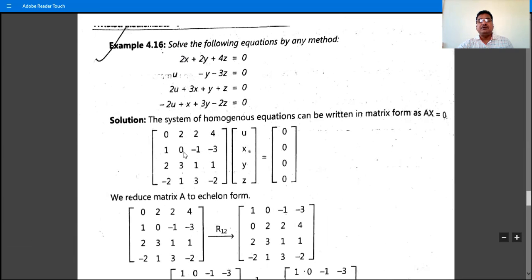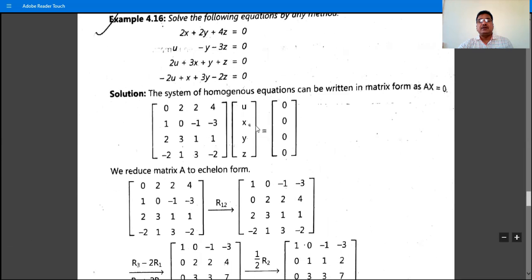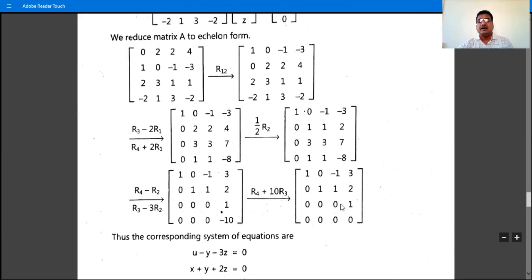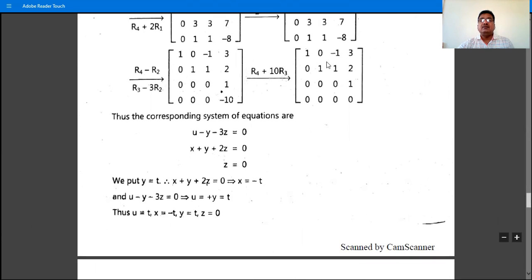x coefficient is 0, y coefficient is -1, z coefficient is -2, 3, 1, 1, then -2, 1, 3, -2. And then this is the homogeneous system. So consider just matrix A and reduce it to the echelon form, and then write u minus y minus 3z is equal to 0 as the first equation. Then x plus y plus 2z is equal to 0, and lastly z is equal to 0.